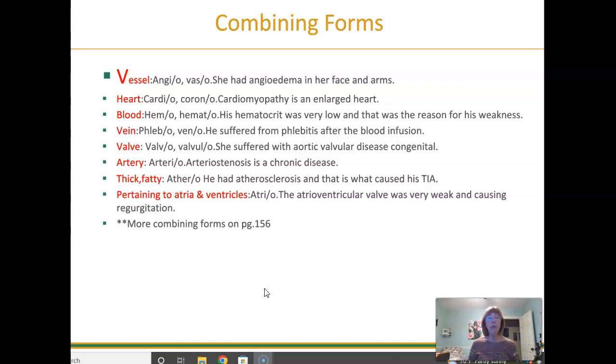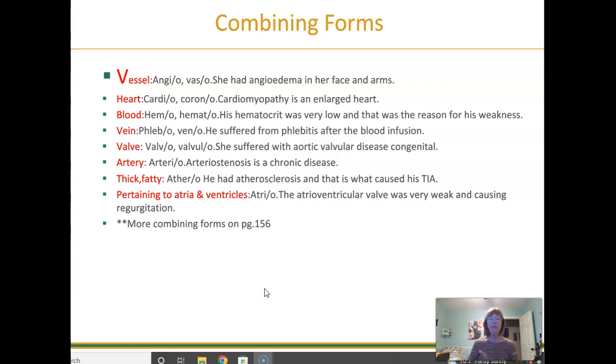Artery, arteriostenosis is a chronic disease. So what is that? The artery is hard, okay? It's stenosis, it's narrowed, it's got plaque in it. Thick, fatty, atherosclerosis. He had atherosclerosis, that is what caused his TIA. What was TIA? That's the transient ischemic attack. So that's like a stroke, but it's not, it goes away.